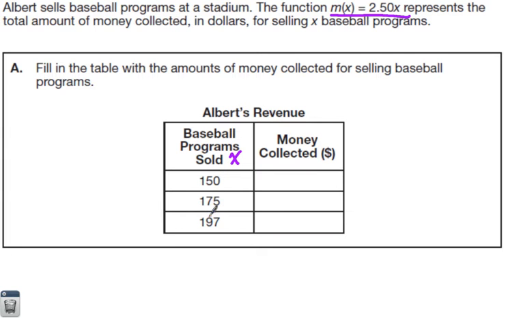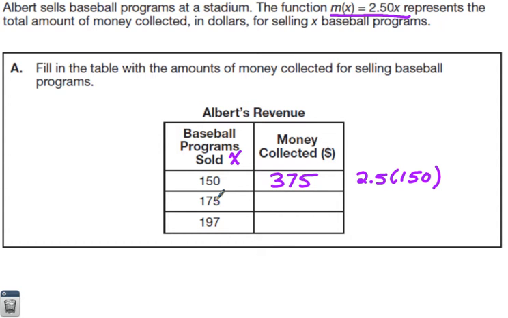And again, these are just all X values. So all we have to do is plug in 150 in for X. And on your calculator, you just do 2.5 times 150. So again, this is going to be 2.5 times the X value, and the calculator says that's equal to 375. So $375.